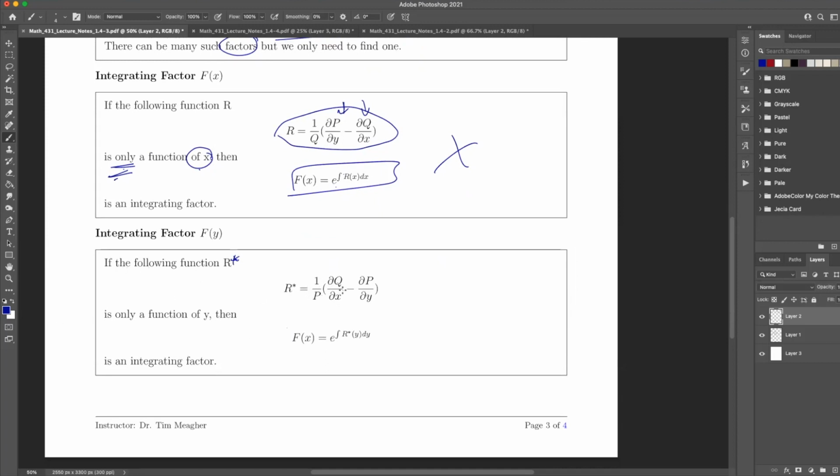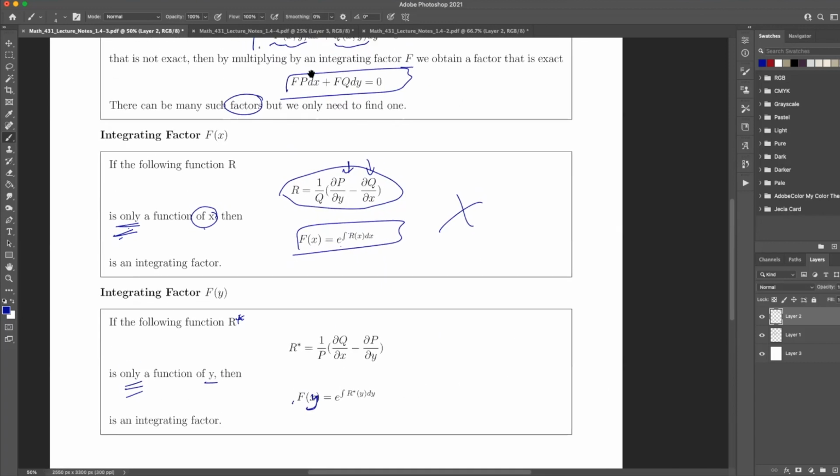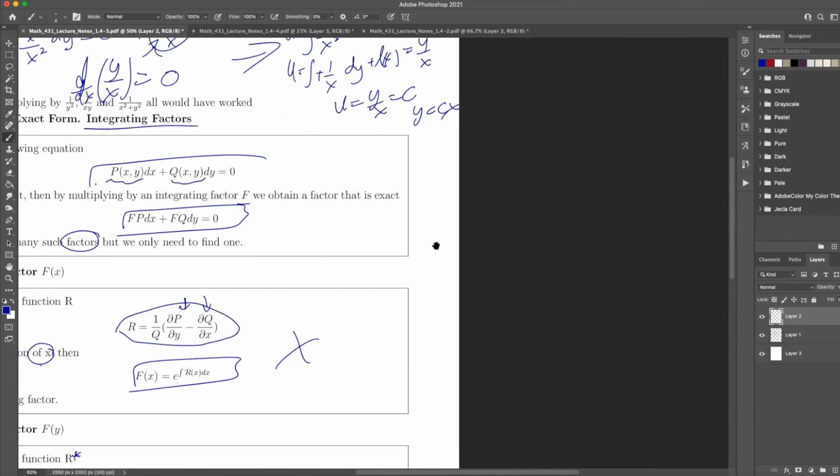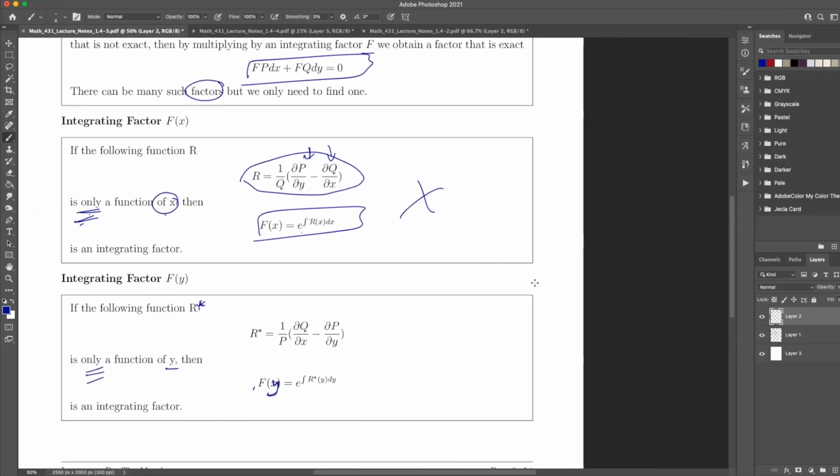If you take 1 over p, and then here you're just switching the orders of this. If this is a function only of y, then you can find, oops, this should be f of y. Sorry, that should be a y. f of y. Then you can multiply across this, and then this becomes exact. If this is not only a function of y, you can't do this. Okay? So, with all that said and done, let's actually do one of these.